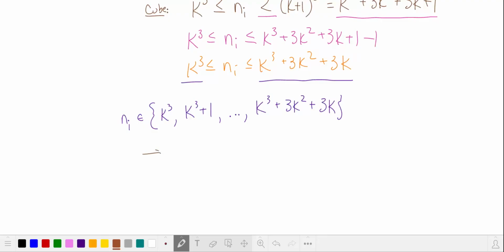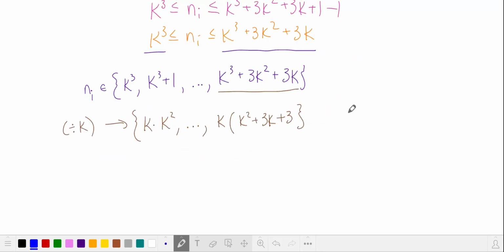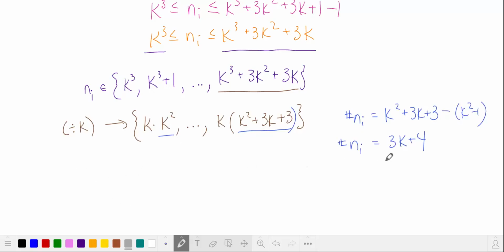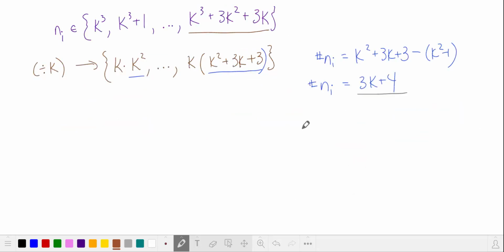We want to replace this with all the numbers that are divisible by k, and we'll count these again in the way we did in our previous examples by pulling out a factor of k. And I'll do the same thing with this. And now I can count the number of solutions by taking this last factor and subtracting 1 less than k squared. So for any value k, the number of solutions, n, is 3k plus 4. Let's set this equal to 70 and solve for k.